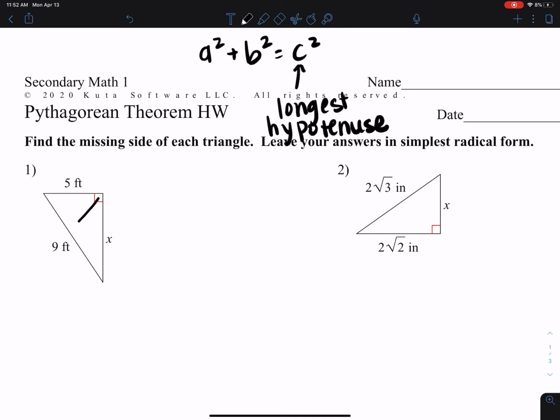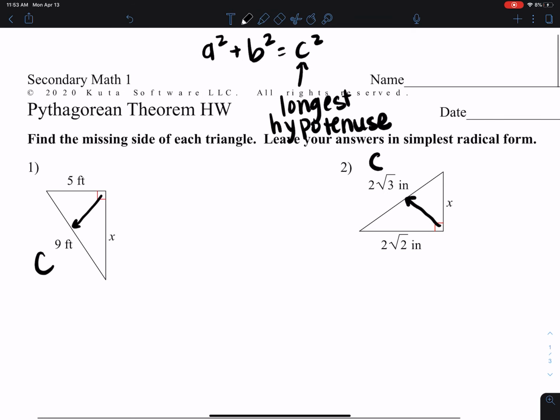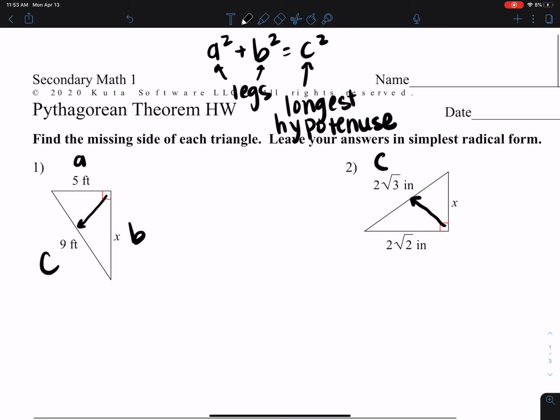So in number 1, the one across from the 90-degree angle is 9. In number 2, the one across from the 90-degree angle is 2 square root of 3. So those two are automatically C. The other two, A and B, are called the legs. So it doesn't matter which one is which. So I'm just going to label on number 1, 5 is A and X is B. And then on number 2, we'll go over that in a minute.